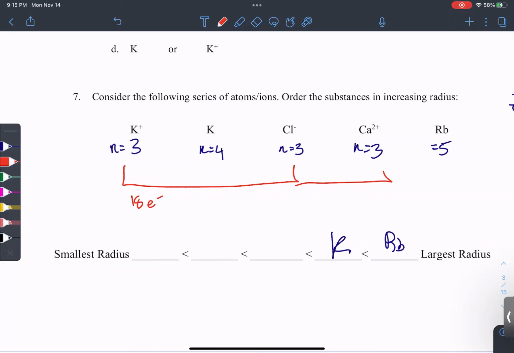So potassium has 19 protons. Chloride has how many protons? 17. Okay. And calcium has 20. So if you're a stupid electron, which one are you most attracted to? Plus 20.